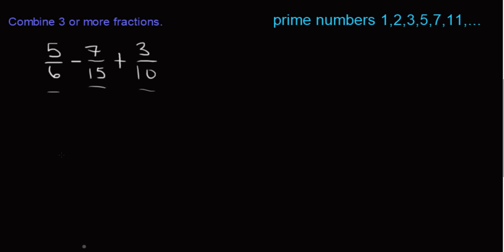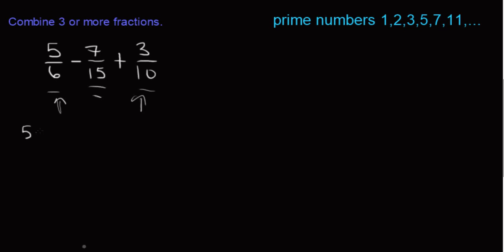The best way to do it is to take one of these numbers, pick maybe the toughest one to deal with, and see if you can find a multiple of it that these other two divide into. So I go 15, 30, and I see that 6 and 10 both divide evenly into 30. So I'll find a common denominator of 30.